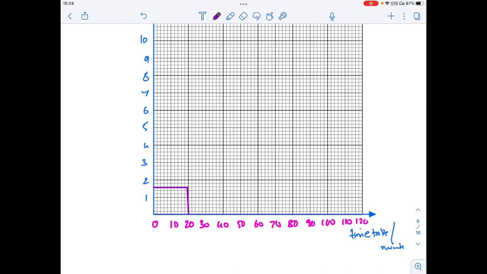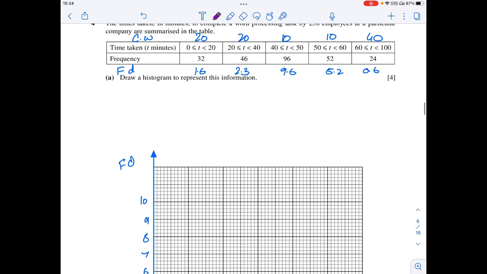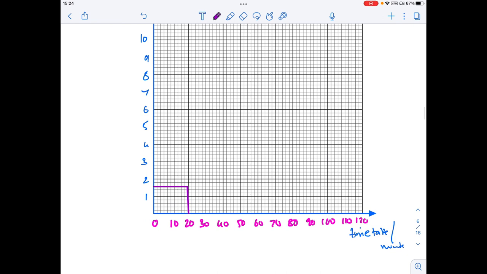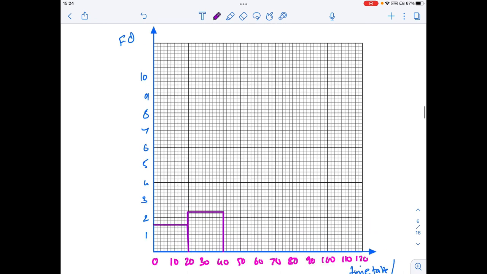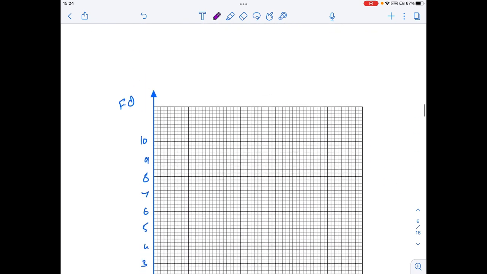Then 20 to 40 is 2.3. Then 40 to 50 is 9.6.